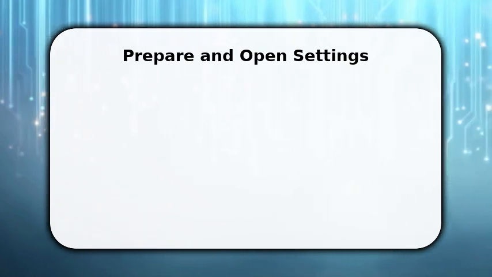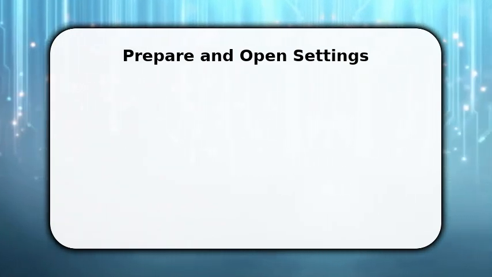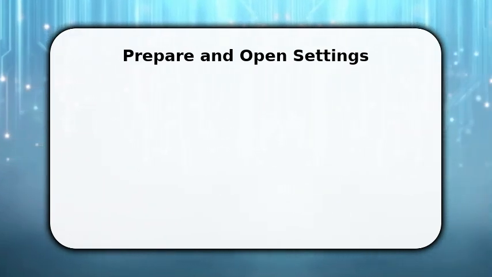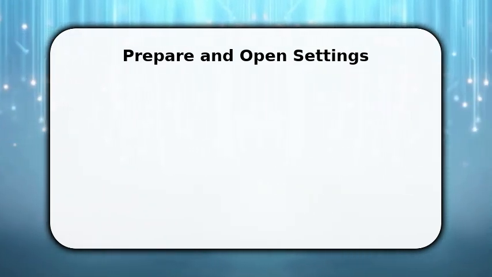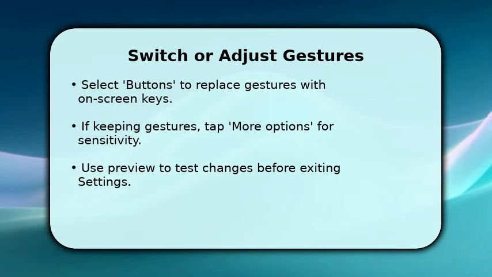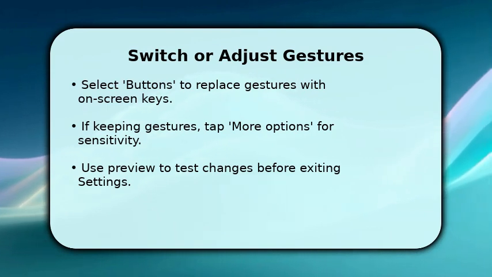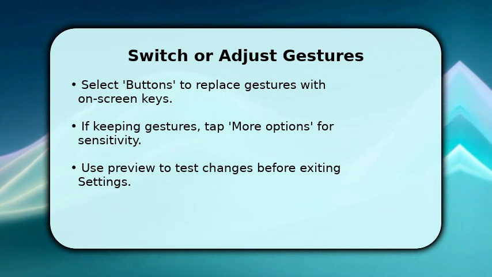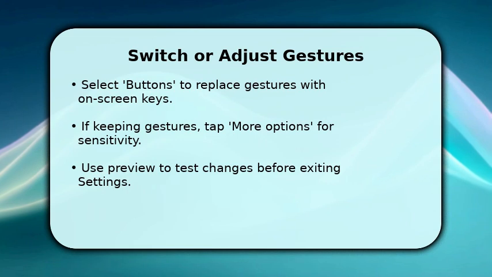You do this because the direct path avoids hidden menus and different One UI layouts, and it immediately shows whether gestures or buttons are active so you can change them. Now choose how you want to interact. If gestures are causing the unwanted overlay, switch to buttons to restore traditional navigation keys. You do this to remove the edge swipe behavior entirely.